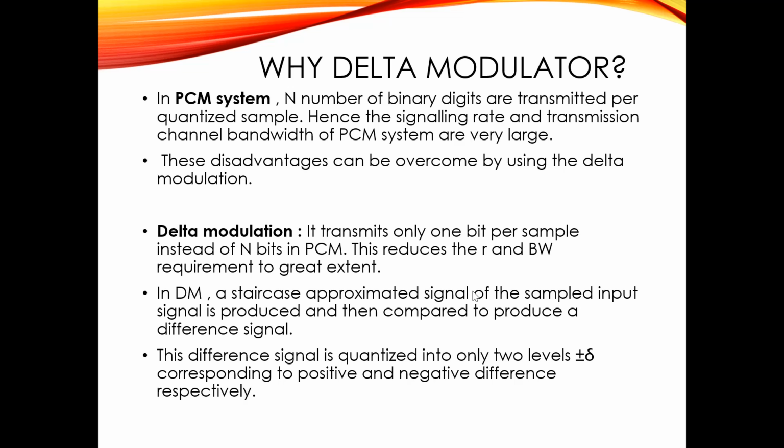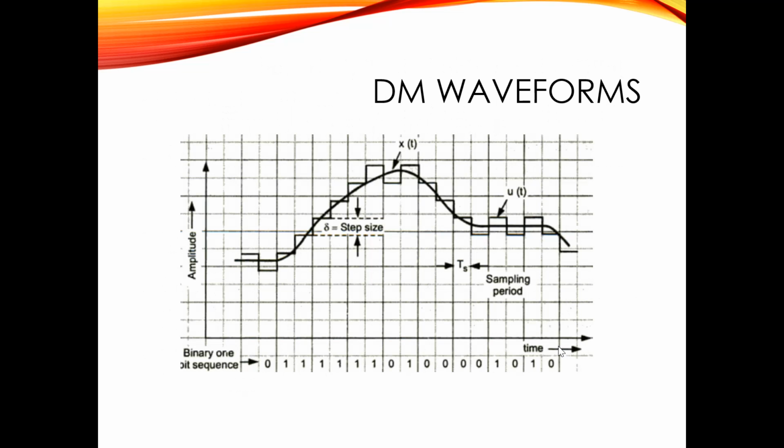In delta modulation, as the name suggests, delta is a step size. It transmits only one bit per sample instead of n bits in PCM. This reduces the signaling rate and the bandwidth requirement to a great extent. In delta modulator, a staircase approximated signal of the sampled input signal is produced and then compared to produce a difference signal. This difference signal is quantized into only two levels, that is plus minus delta, corresponding to positive and negative difference respectively. So this is the delta modulator waveform.